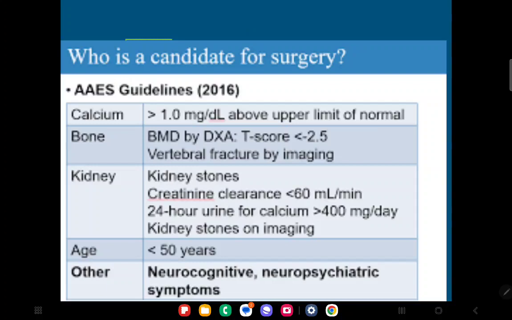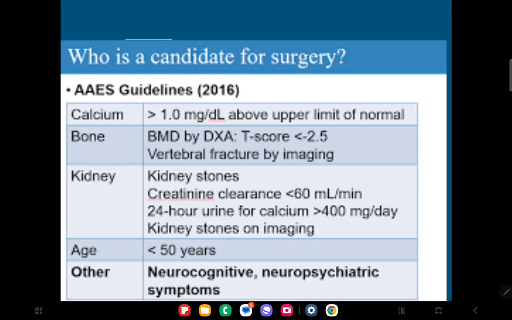Bone mineral density, which can be measured by DEXA. There are so many ways of measuring the bone density, mineral density, and if it is less than minus 2.5, this is an indication for surgery. And if there are fractures, especially fracture of the vertebral column, or there is a compression fracture of the vertebral column.